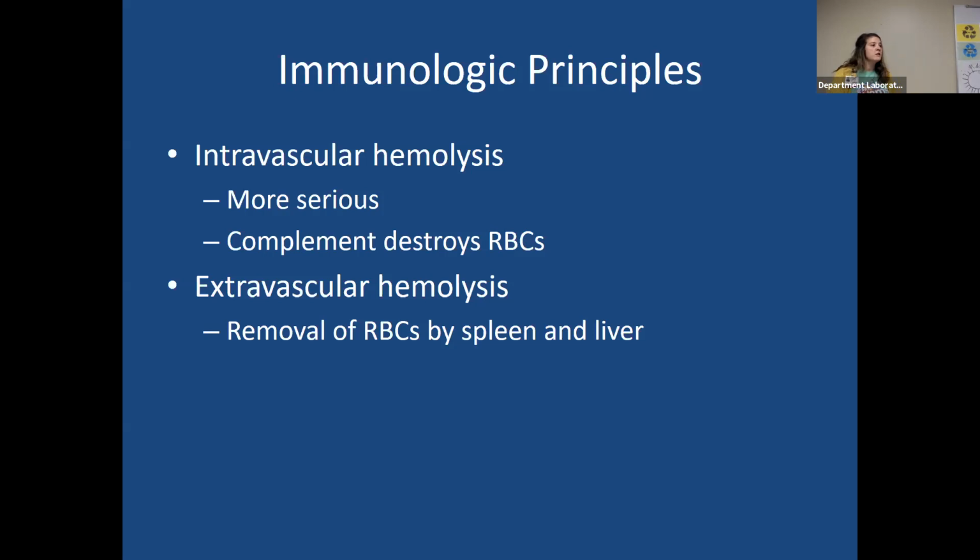Extravascular hemolysis usually occurs when the reticuloendothelial system is involved. So when the spleen takes out those cells, all right, that would be extravascular hemolysis. Again, not as serious as intravascular hemolysis. This comes to play a very important role when we start talking about transfusion reactions, okay?